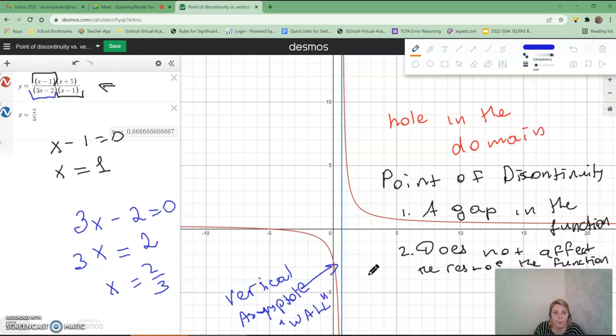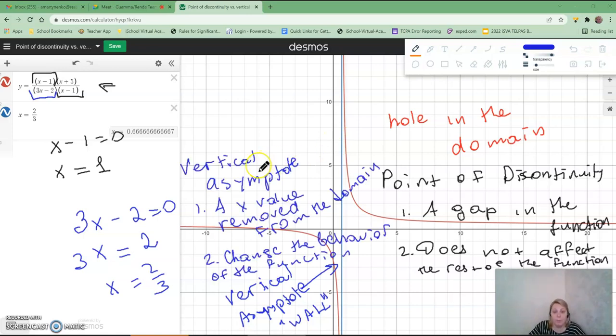The difference is the vertical asymptote radically changes the behavior of the function. So here's a little recap. Vertical asymptote is another gap in the domain. It's an x value removed from the domain. But unlike the point of discontinuity, it actually changes the behavior of the function, and it changes it quite radically.